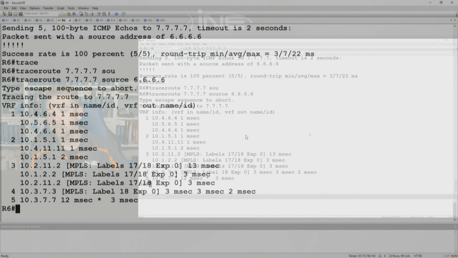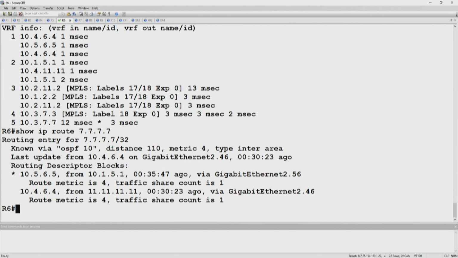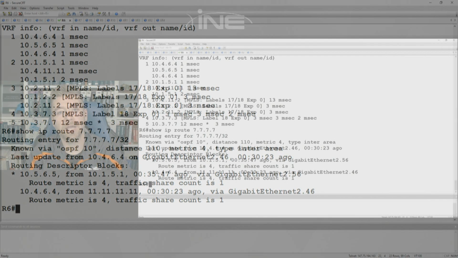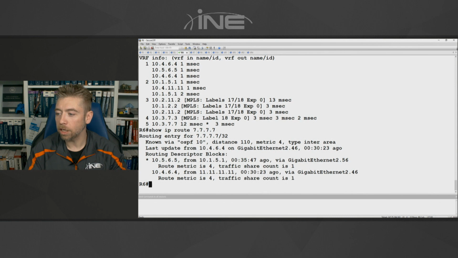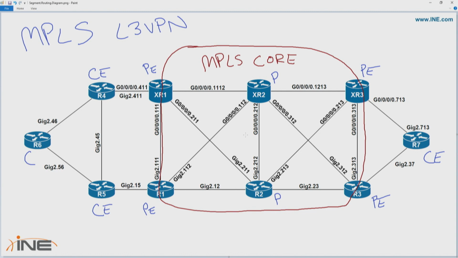Okay, notice from this design we have multipath. So from router 6, if we look at the show ip route for 7.7.7.7, it says that I have two equal cost paths. We're learning these paths from OSPF internal routing. These are inter-area routes. Those would be the O IA status code in the routing table. So in this case, we're basically using OSPF as a hop count.